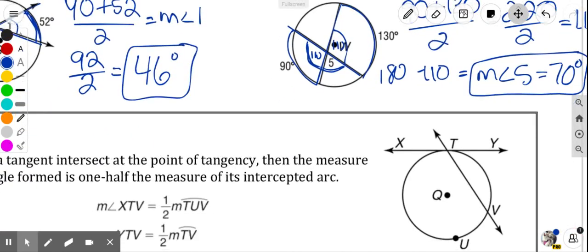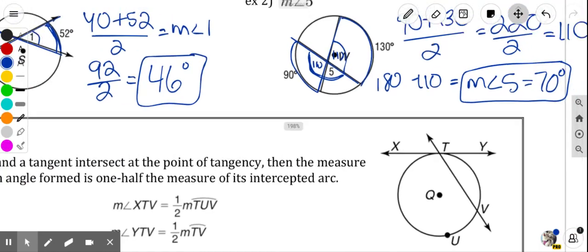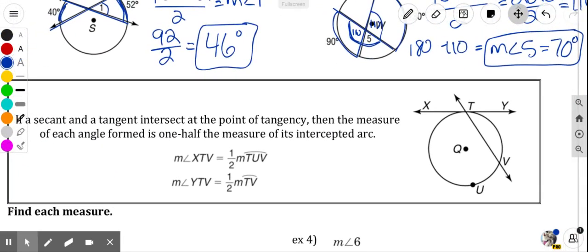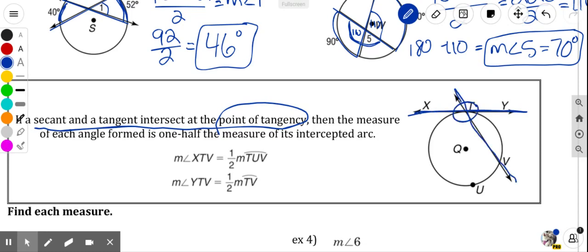Okay, the next theorem talks about when you have a secant and a tangent. So if you have a secant and a tangent that are intersecting at the point of tangency, so a secant and a tangent intersecting at the point of tangency. So notice this tangent here, T is the point of tangency, and then we have this secant here. They intersect at T, the point of tangency. The measure of each angle formed is half the measure of its arc.